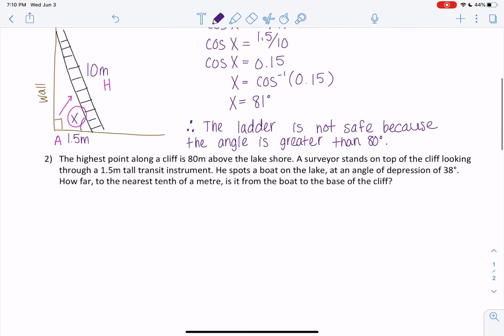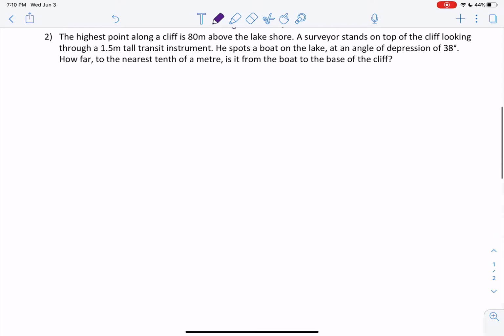Let's try another one. So in example 2, the highest point on a cliff is 80 meters above the lake shore. A surveyor stands on top of the cliff looking through a 1.5 meter tall transit instrument. He spots a boat on the lake at an angle of depression of 38 degrees. How far to the nearest tenth of a meter is it from the boat to the base of the cliff? So let's start by drawing a diagram.